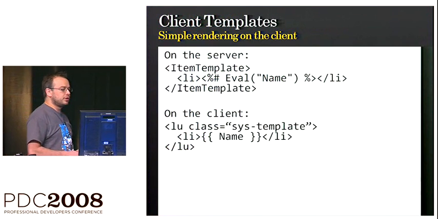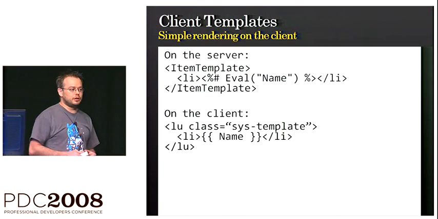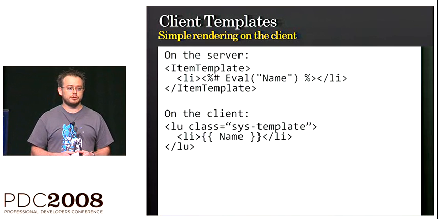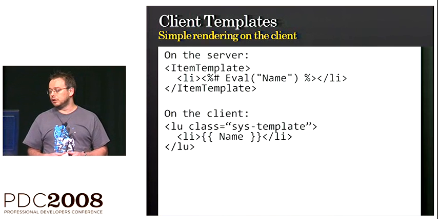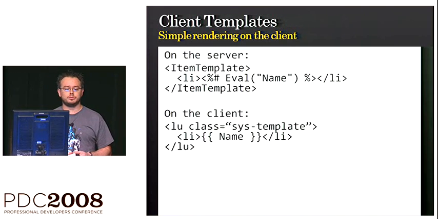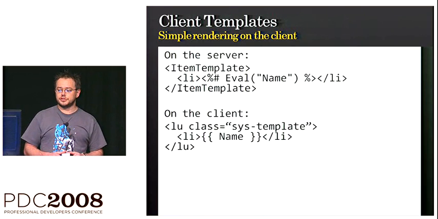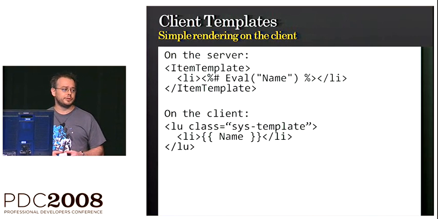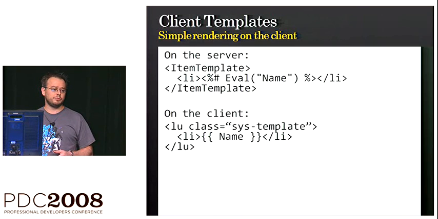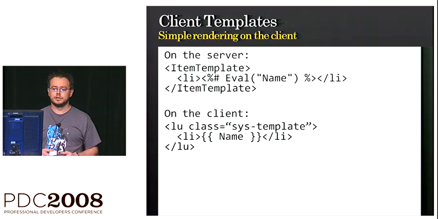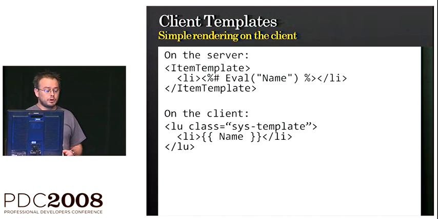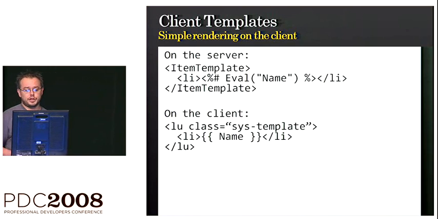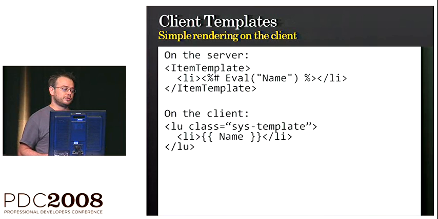Client templates. So templates are a familiar concept. You've been using them forever in ASP.NET, right? So here is an example on top of the slide. You can see an example of a very simple server template. So it has an LI element, and inside of that LI element, I'm just evaluating the name column of the current data item. So that's very simple. Well, on the client, it looks pretty much the same, except the notation is different for a number of reasons. These reasons having to do mainly with XHTML compliance.